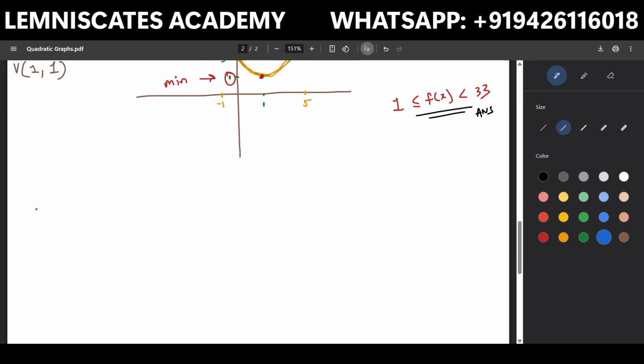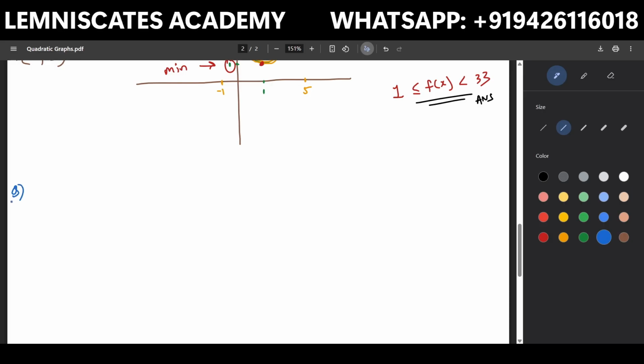Let me create one more question. Find the range for f of x is equal to minus x square minus 4x plus 1 for x less than or equal to, let's say, minus 1. Now the same thing, is it a U shape or an inverted U shape?